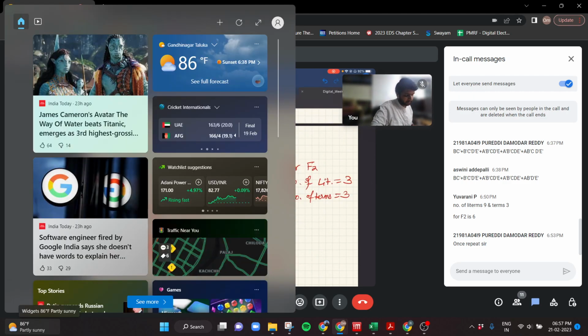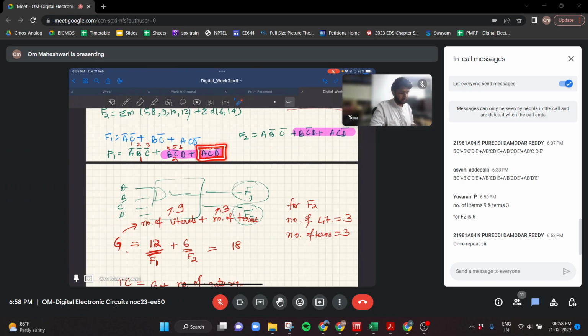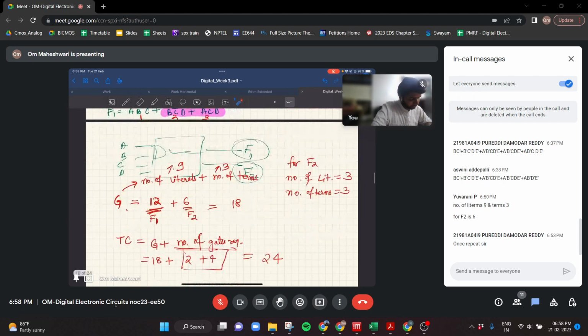Now, total cost is G plus number of gates. To make A bar, B bar, C bar, what I would need is one AND gate. So one gate for this, similarly one gate for this, and similarly another gate for this. And at the end, one 3-input OR gate for all these three terms: A bar, B bar, C bar; B, C bar, D; and A, C, D bar. So total 4 gates for F1.